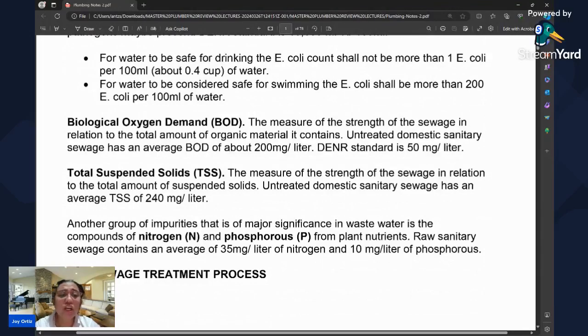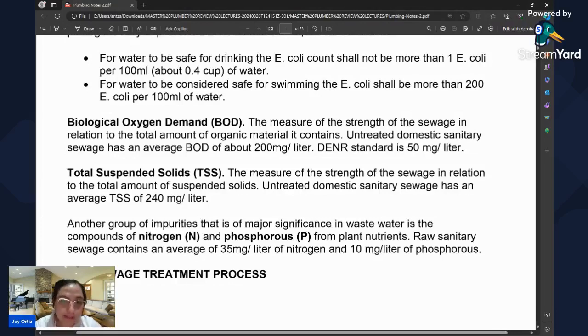So, biological oxygen demand, or the BOD, is the measure of the strength of the sewage in relation to the total amount of organic matter it contains. Untreated domestic sanitary sewage has an average BOD of about 200 milligram per liter. And this is the DENR standard, 50 milligram per liter. Dapat yan po yung BOD sa standard, no?